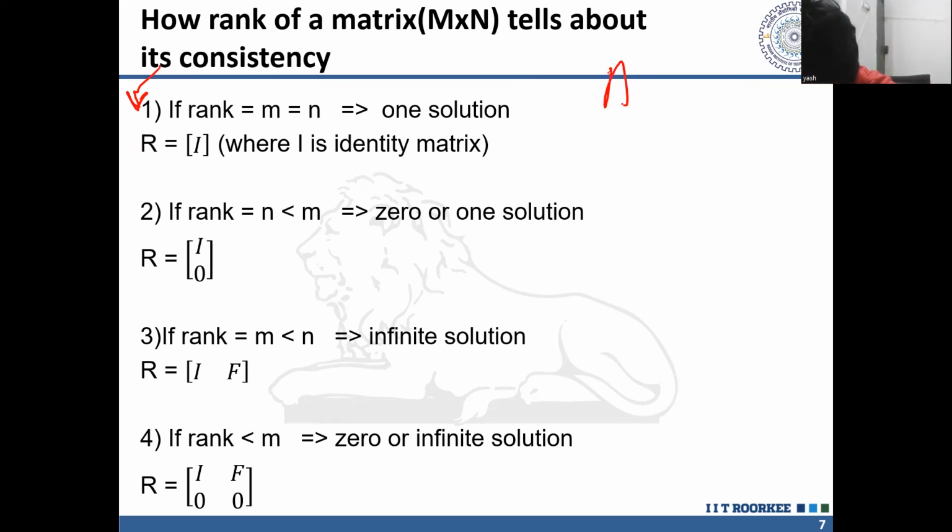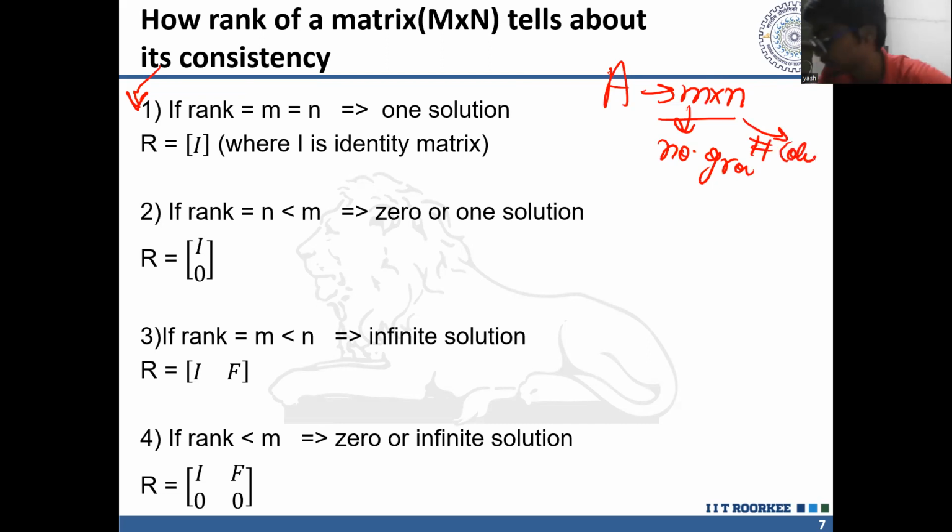Say a matrix A, M cross N, is given. Four possible cases are there. Here M is the number of rows and N is the number of columns. In the first case, say rank is equal to the number of rows is equal to the number of columns. In that case, for sure, only one solution will exist. So we can say that the system is consistent.